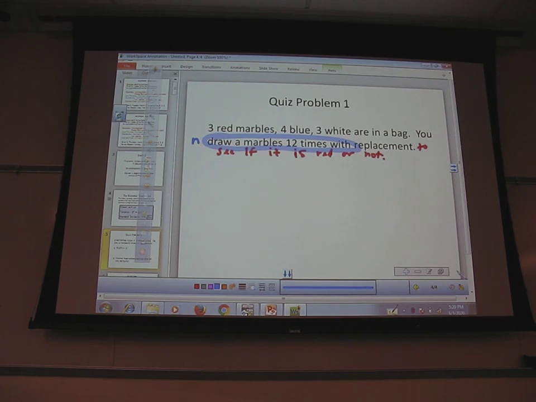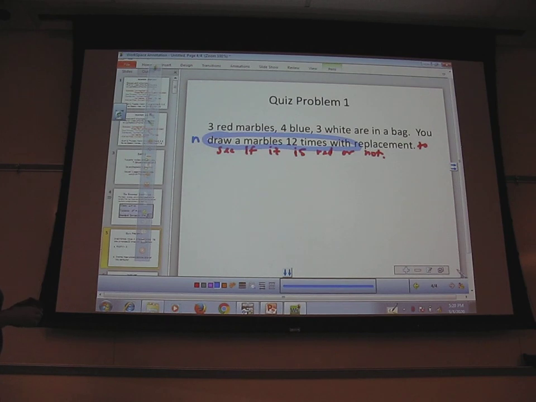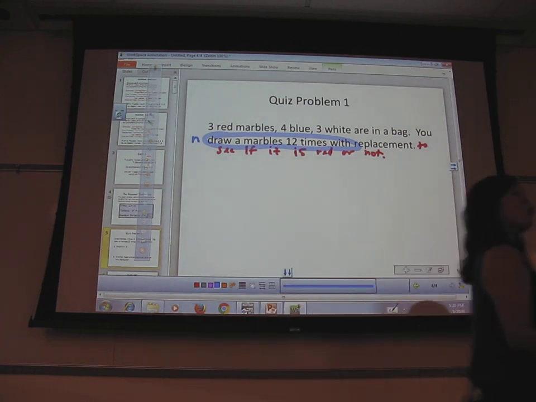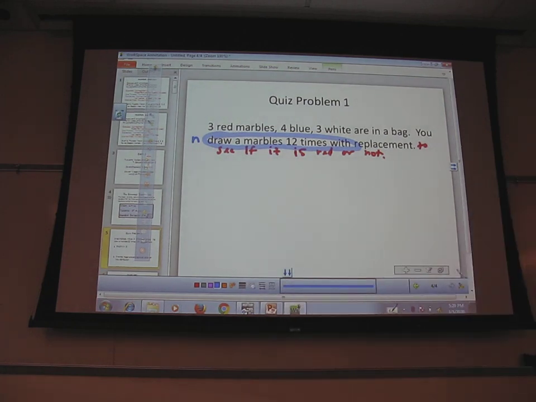Okay, so again, quiz problem 1. Find n. n is a thing that we're doing over and over again, a fixed number of times. What are we doing over and over again? Drawing a marble. Perfect. So then look at one single draw of the marble.